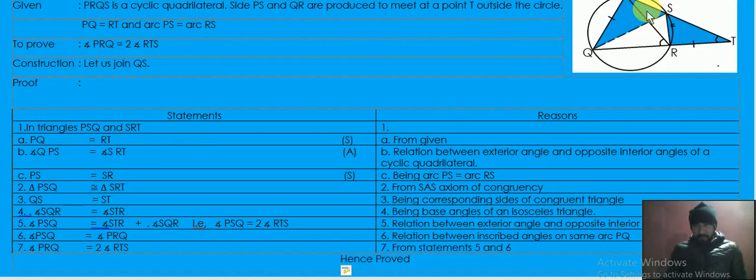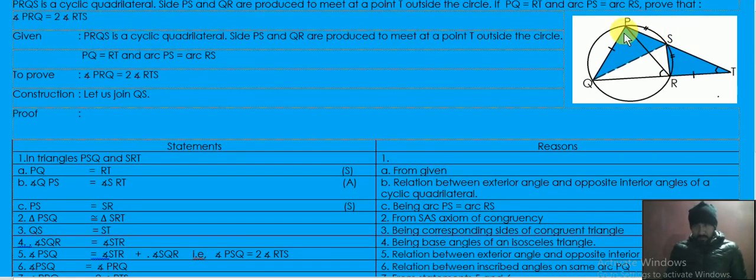Since these two triangles are congruent, the side opposite to angle QPS is QS, and the side opposite to angle SRT is ST. So we can say QS is equal to ST, that is statement number 3, being corresponding sides of congruent triangles. Now let's move on to statement number 4. Since the sides are equal, triangle SQT becomes an isosceles triangle. So we can say these two angles SQR and STR are equal to each other, because the base angles of an isosceles triangle are equal.